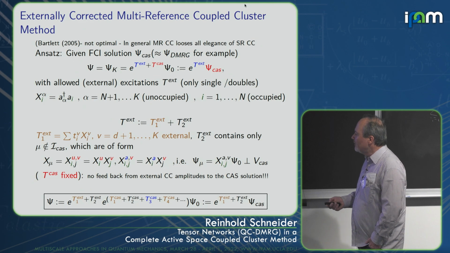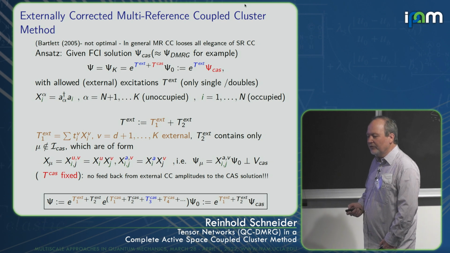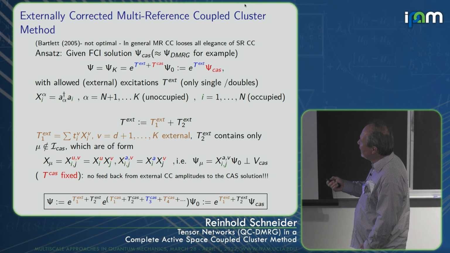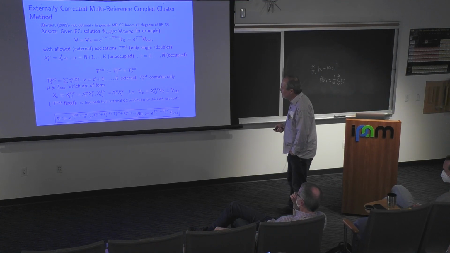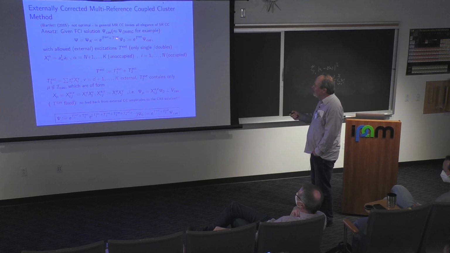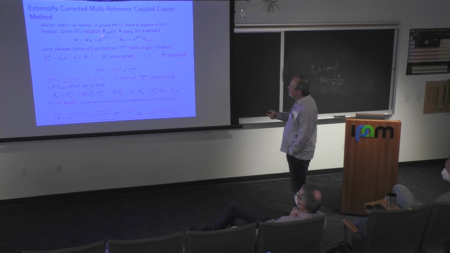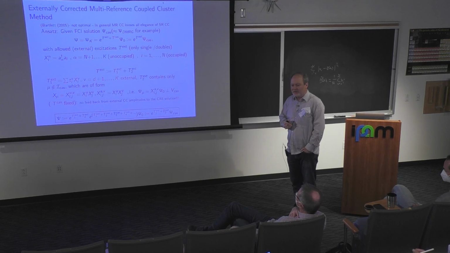Okay, and now I come to the restricted ansatz. Now I try to approximate my wave function, and I write it in this coupled cluster framework as a sum of two excitation operators, and the first is a full coupled cluster CAS excitation.